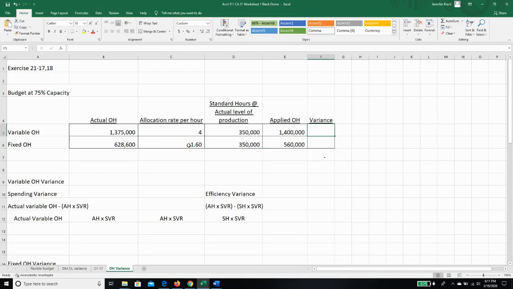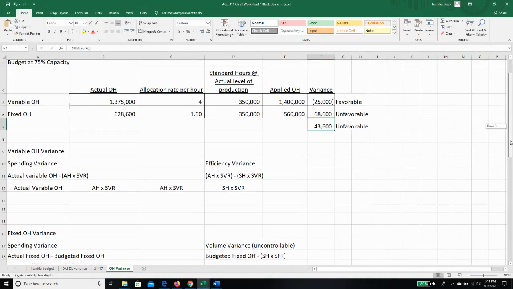So our variance then is actual minus our standard, actual minus our standard, and that gives us an overhead variance of 40,600 unfavorable. Okay, our variable overhead variance is favorable. Our fixed overhead variance is unfavorable. It's very unfavorable. And so our total variance is unfavorable. So let's go figure out what the heck happened here.